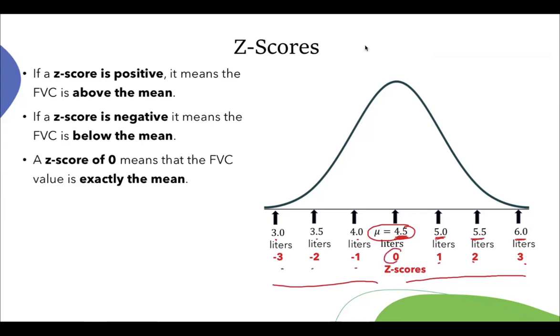The z-score of 0 has an important place. It's right in the center of the distribution because a z-score of 0 is the mean. This is the forced vital capacity that is the mean, 4.5.